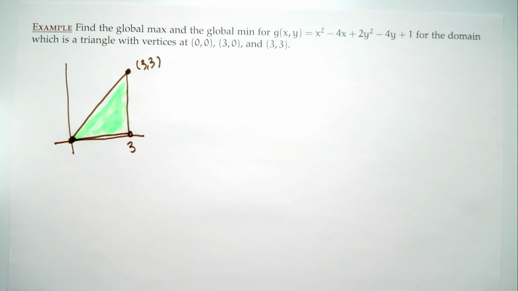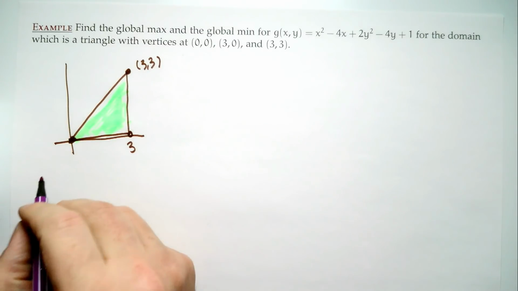Okay, so there we go. There's my domain. It's closed because I'm including my edge. It's bounded because I can draw it all on the piece of paper without any problem. So I know there's going to be a global max and a global min, and I start the process. Step 1, what do we do for step 1? Find the gradient.